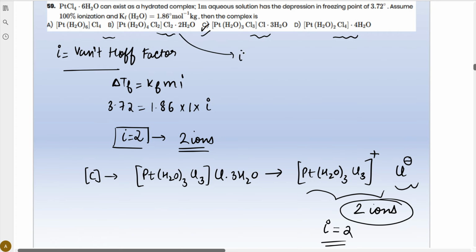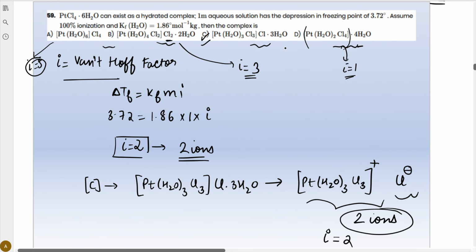Here the van't Hoff factor is how much? 3. 1 for this coordination sphere and 2 Cl are coming. Here the van't Hoff factor will come how much? In the first option it should be 4 from Cl and 1, so 5. And here the van't Hoff factor will be 1 because only the coordination sphere is there. No outer ions are there. So 2 comes only for option C, is it.